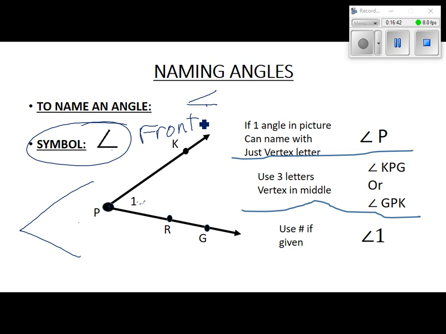So if we were going to name this angle with just that one point there, it has to be the vertex. It'd be angle P. If we were going to name it with the number, it'd be angle 1. The symbol out in front. Naming it with 3 letters, you do this. You start at one side and you walk around the angle. So angle, where did I start at? K. Went to what? P. Then I went to what? R or G.